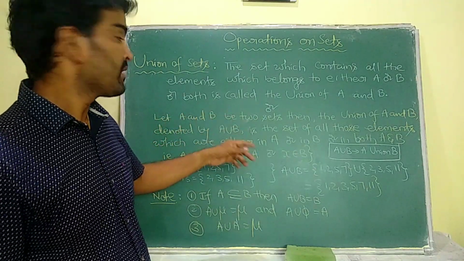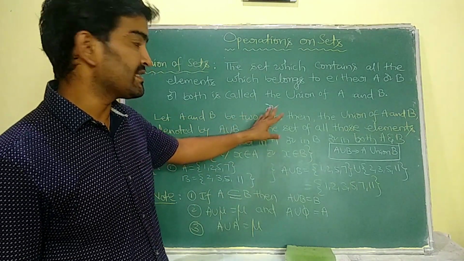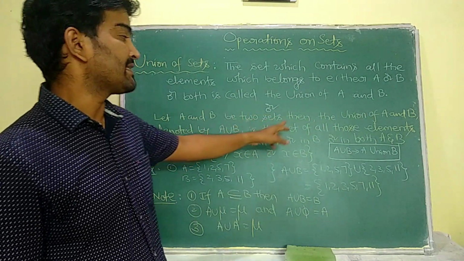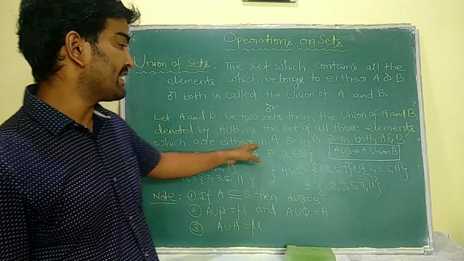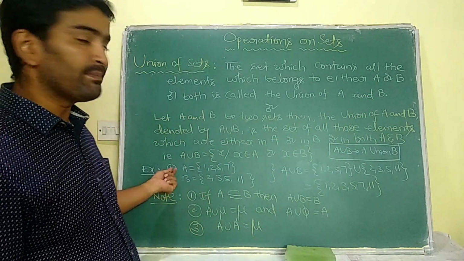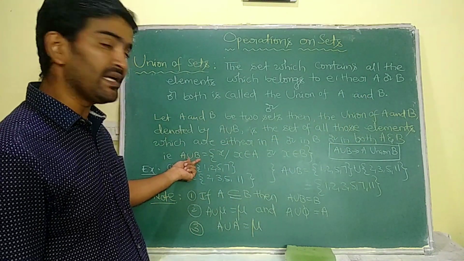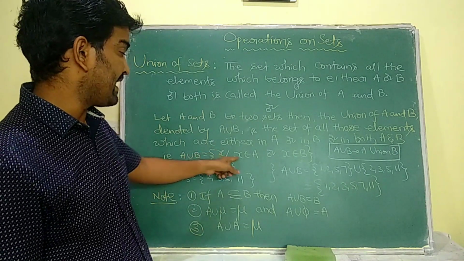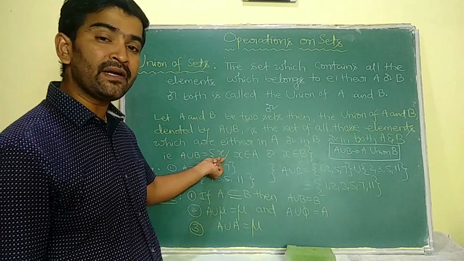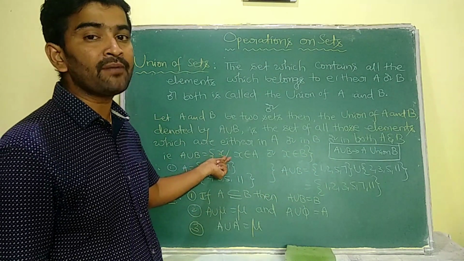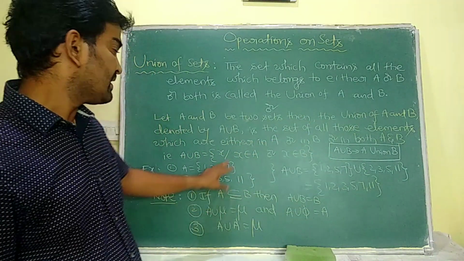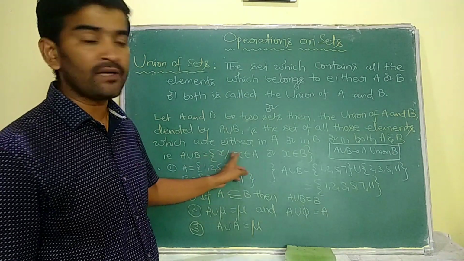Or in other words, let A and B be two sets, then the union of A and B, denoted by A union B, is the set of all those elements which are either in A or in B or in both A and B. Simply we will write that as A union B is equal to x such that x belongs to A or x belongs to B. If an element belongs to A union B, that element may belong to A or that element may belong to B. This is the set builder form of A union B.